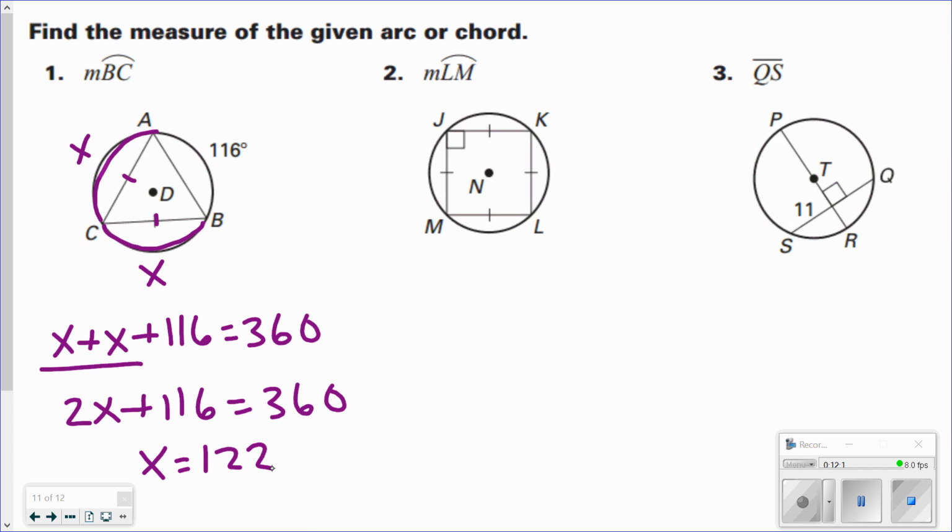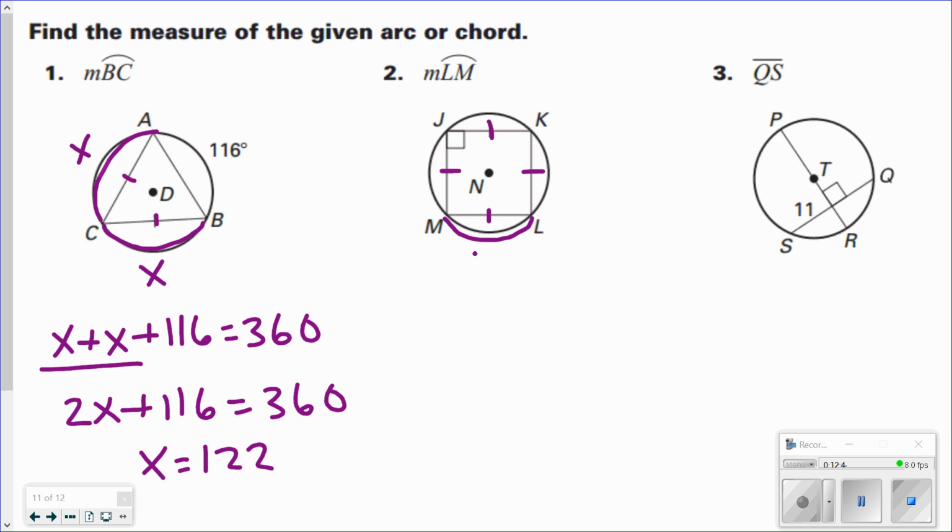Let's look at 2. So we want to figure out what is the measure of arc LM. LM is right here. What do you notice is inside of this circle? We see that it is a square, and by definition, we know that a square has 4 right angles and 4 congruent sides. So all these sides are chords. If all the chords are congruent, what does that mean about all of these arcs, these 4 arcs? It means that they're also congruent.